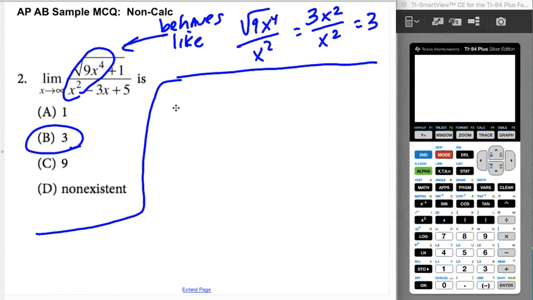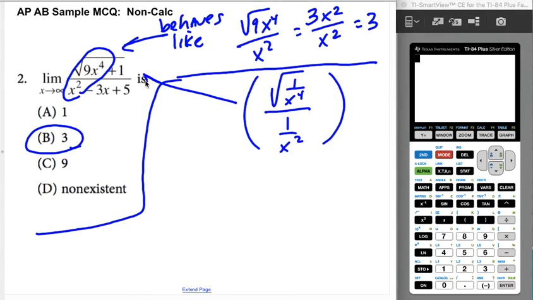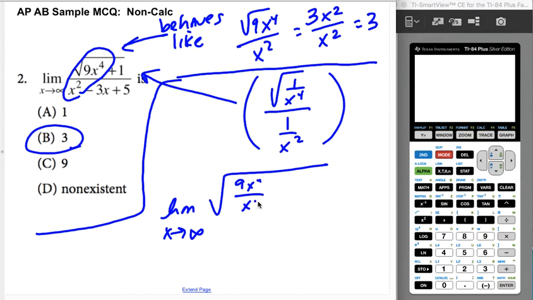The mathier way to do this is to essentially multiply the numerator by this quantity and the denominator by this quantity, right? And what's going to happen if you multiplied this thing times the original is you're going to get that this is the limit as x approaches infinity. And then inside the square root, you're going to have a 9x to the fourth over x to the fourth plus a 1 over x to the fourth. And then on the bottom of the fraction, you're going to have an x squared over x squared minus a 3 over x plus a 5 over x squared.